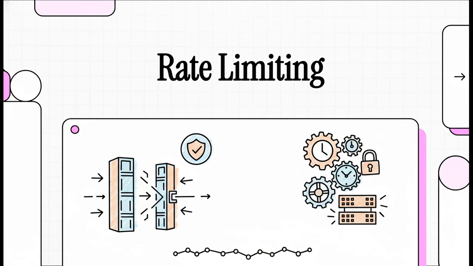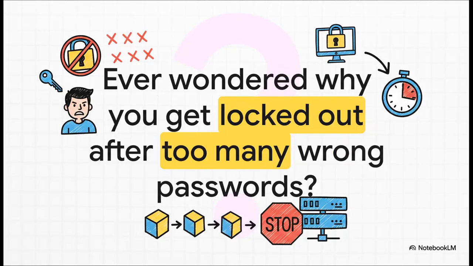All right, let's talk about one of the most important but kind of invisible forces that keeps the internet running smoothly for all of us. It's called rate limiting, and it's basically the digital gatekeeper you've run into 100 times without even knowing it. I mean, you've totally been there, right?